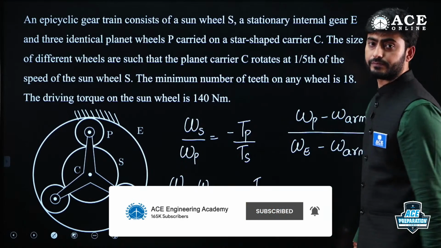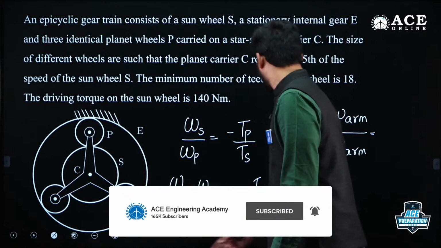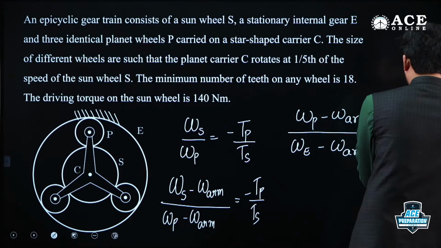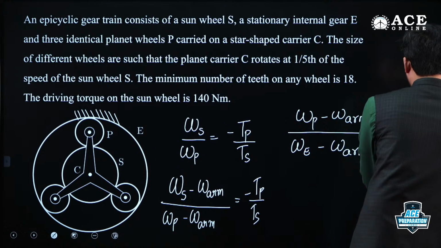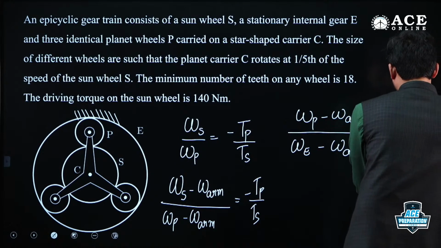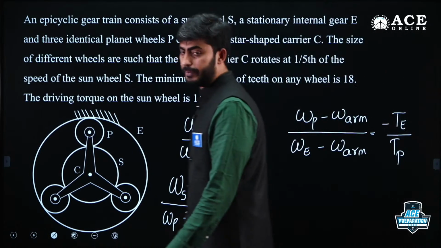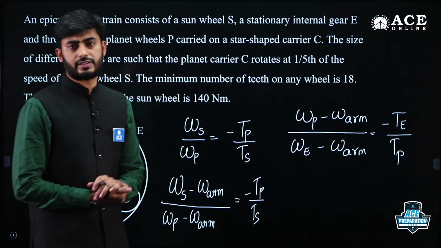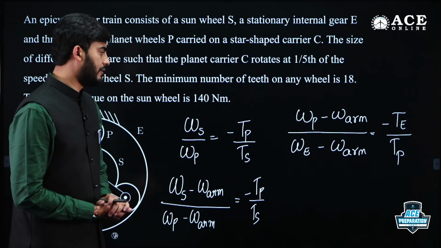is equal to, here it is inversely proportional to teeth, TE by TP. These are the velocity equations, guys.